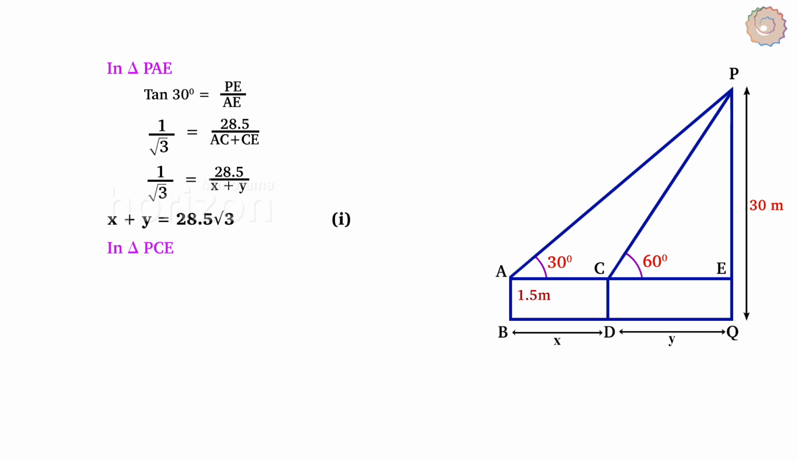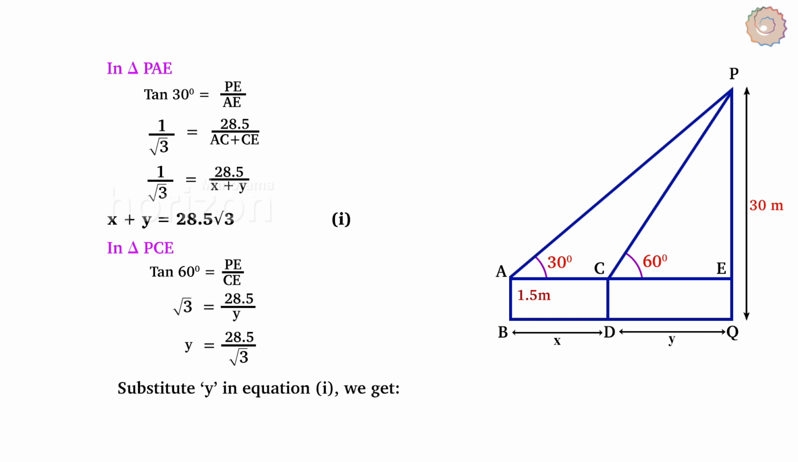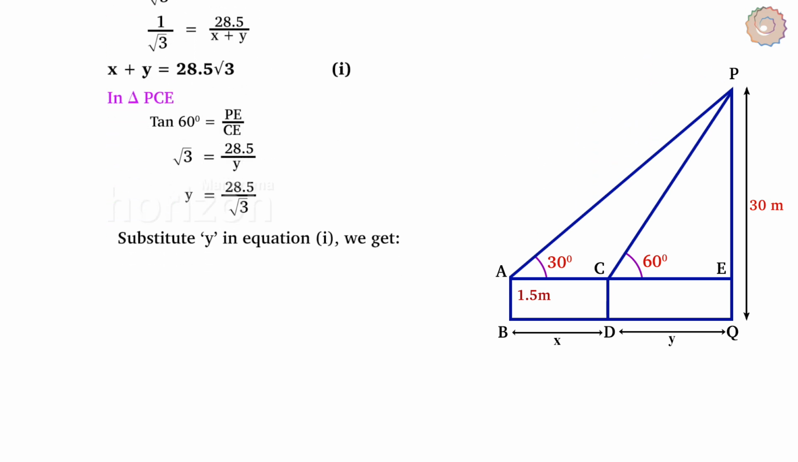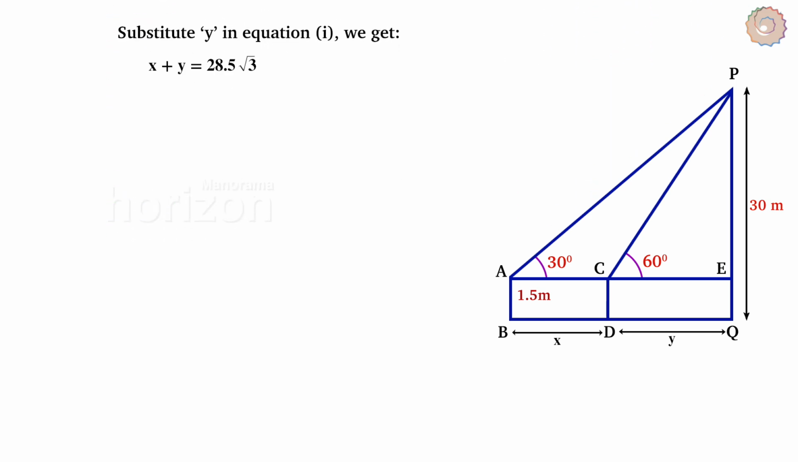Now, in triangle PCE, tan 60 degrees is PE by CE. Substituting tan 60, that is root 3, which is equal to 28.5 divided by Y. Solving for Y, we get 28.5 divided by root 3. Now, let's substitute Y in equation 1. We get X plus Y is equal to 28.5 root 3.